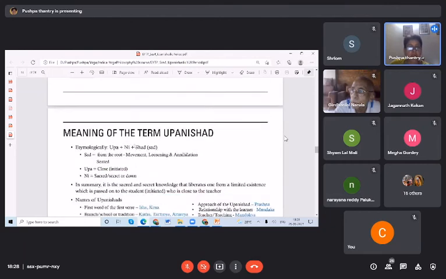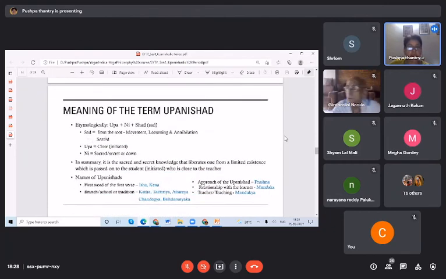So again, the root word, they will ask, what is the root word of Upanishad? And again, you need to know it is coming from the root word sad, which means movement, loosening or annihilation. Upa is close or initiated. Ni is sacred. So in summary, it is a sacred knowledge that liberates one from a limited existence, which is passed on to the student, initiated, who is close to the teacher.